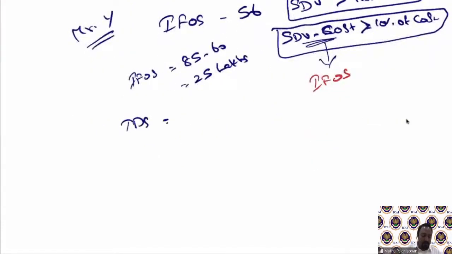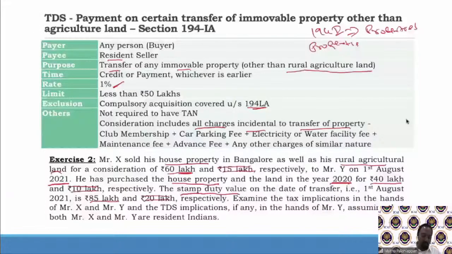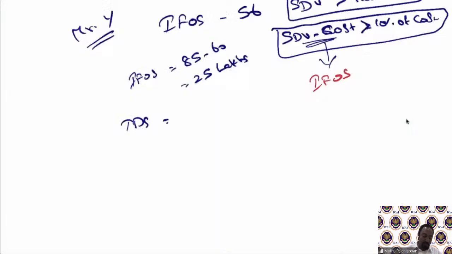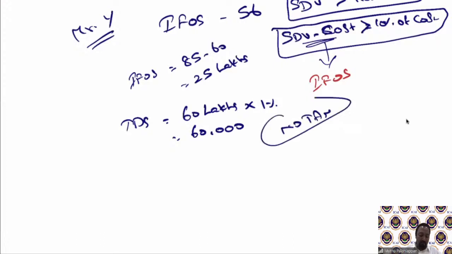So for TDS consequences, since it is an immovable property which is being purchased, he has to deduct how much? 1%. So 60 lakhs into 1%. How much is it? It is 60,000, right? So 60,000 should be paid to the government on behalf of Mr. X. For this, he need not obtain TAN, right? So this is the provision.